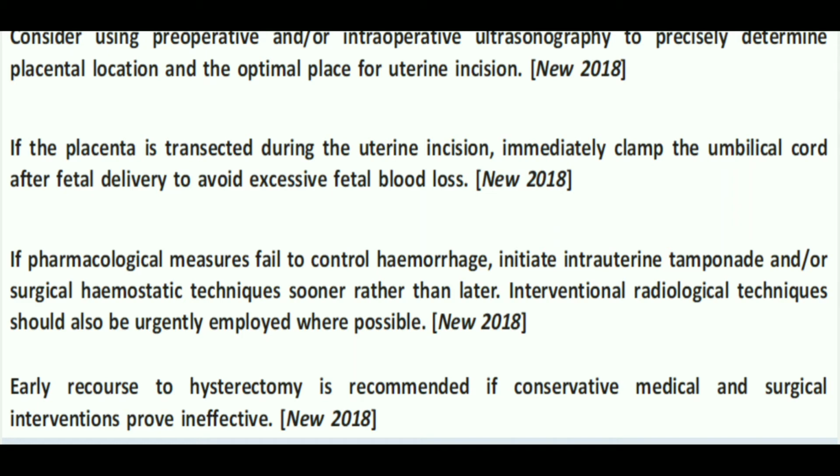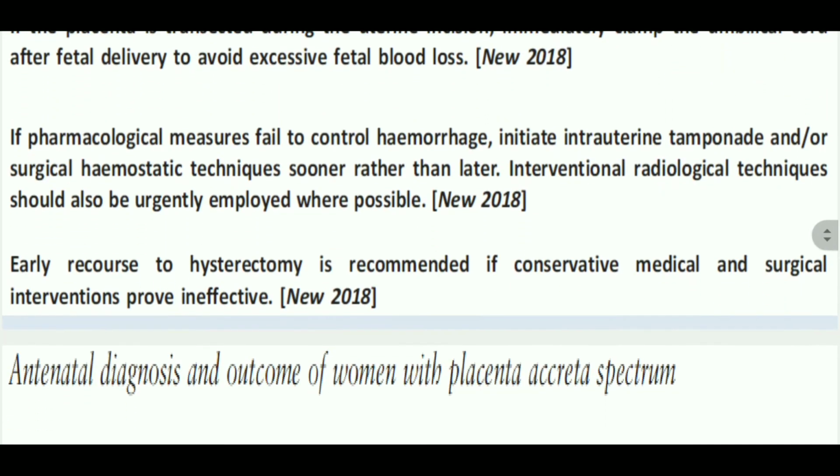Now, what we have to do in case of PPH? First of all, pharmacological measures. If those fail, we have to go for intrauterine balloon tamponade and then surgical hemostatic techniques as soon as possible. And interventional radiological techniques should also be urgently employed where possible. And if conservative and medical surgical methods prove to be ineffective, then we have to go for hysterectomy as soon as possible.